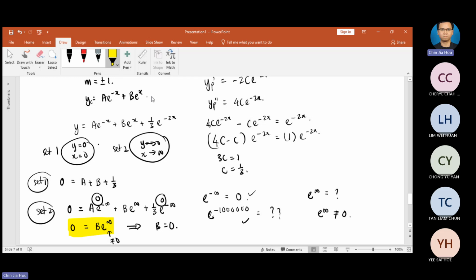You can just say from deduction, or I think this is the correct word. Long time never do proper pure maths already. You say e to the infinity is not equal to 0, so b equals 0. Now you have b equals 0, you know your a from set 1. Then you'll get your answer.